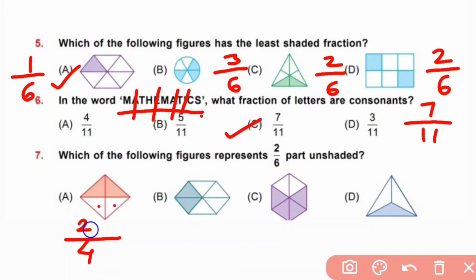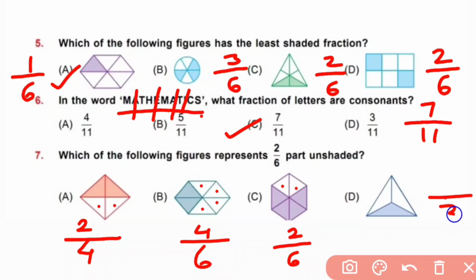In option B, there are a total of 6 equal parts, and out of 6, 4 parts are unshaded. So the fraction will be 4 by 6. In option C, there are a total of 6 parts and out of 6, 2 parts are unshaded. And in option D, there are a total of 3 equal parts and out of 3, 2 parts are unshaded. So here C is showing 2 by 6 part unshaded. So C is the correct answer.